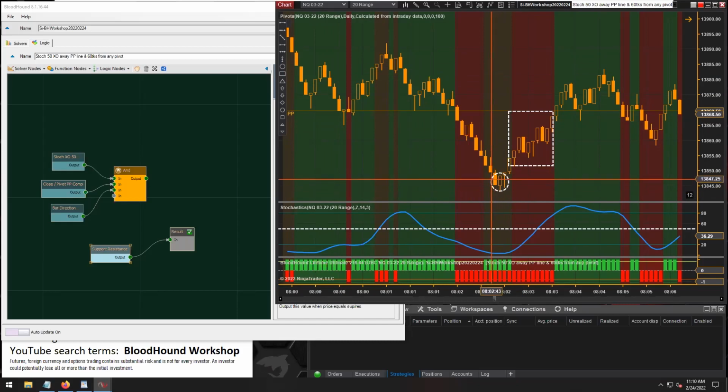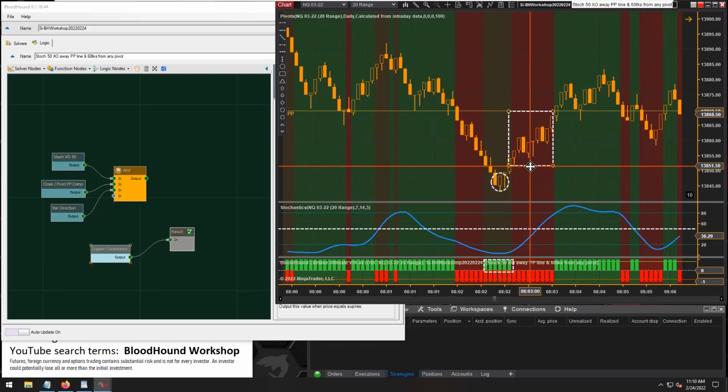So over here, the closing price is more than 60 ticks away, and we can tell that because we have a long output. So the close is 60 ticks away from the PP line. Having a long output tells you that you're far enough away from the PP line that you can take a long trade. It's safe to take a long trade because you're more than 60 ticks away.